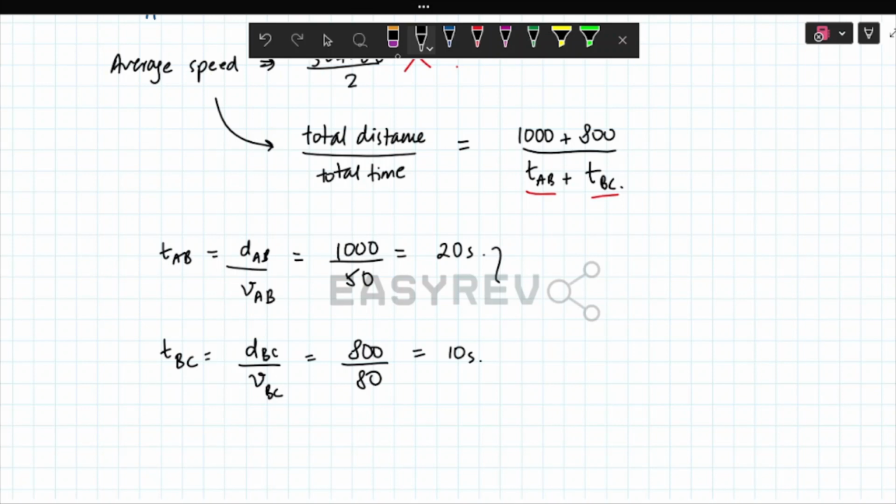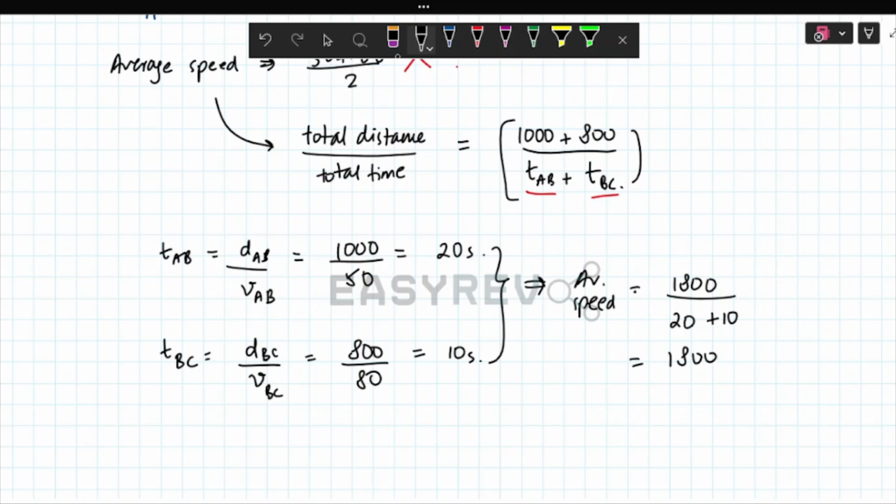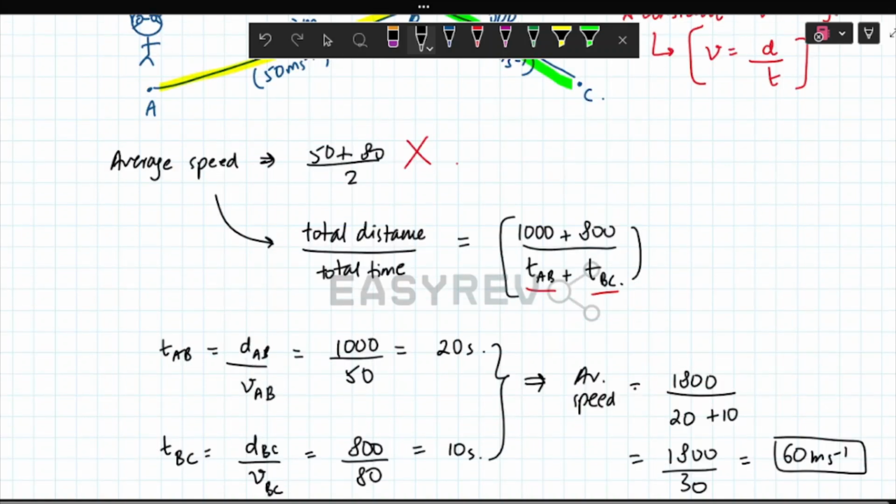So now it's just a matter of plugging these values into our above expression, and so we can find the average speed as 1800 divided by 20 plus 10. We get 1800 divided by 30, and your final answer should be 60 meters per second. Right? Now let's address another question.